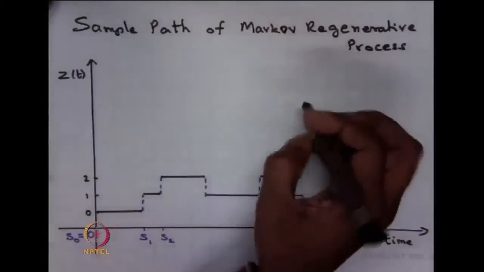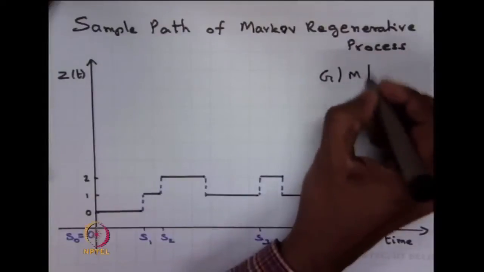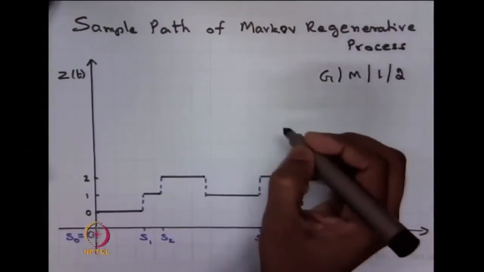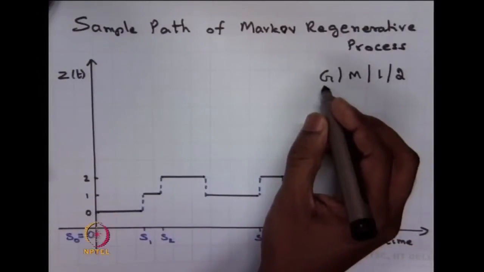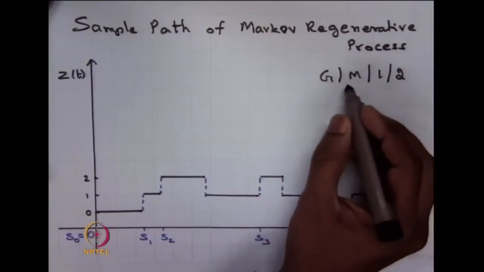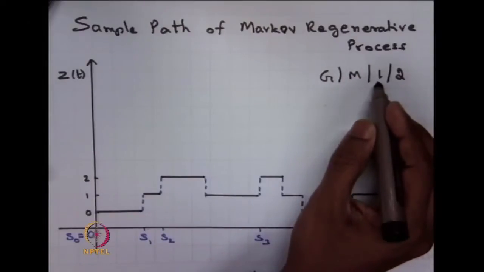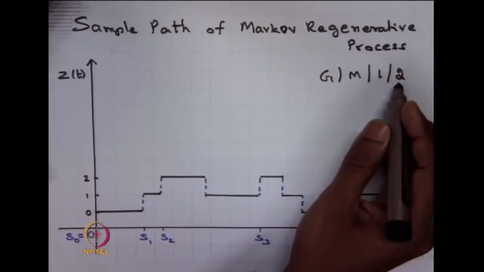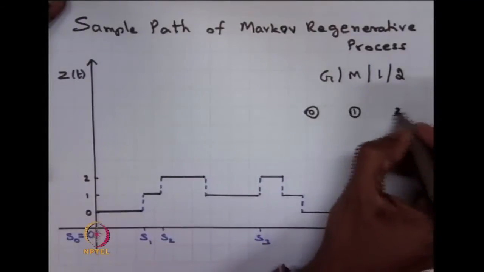Consider the simple example of a GI/M/1/2 queuing model. That means the arrival is a non-Poisson process, so the inter-arrival time distributions are not exponential, whereas the service times are exponentially distributed. There is only one server and the capacity of the system is 2. Therefore, the state transition diagram is like this.